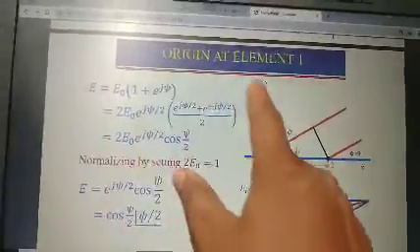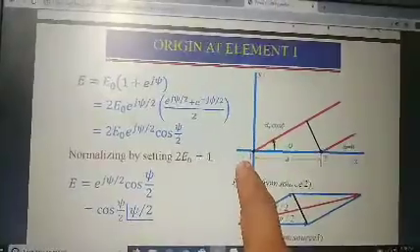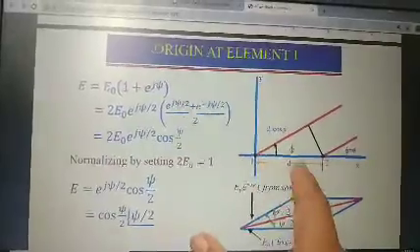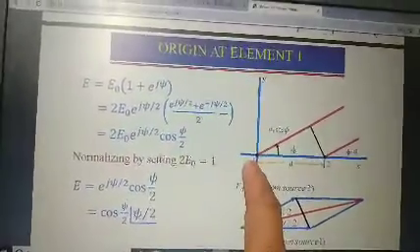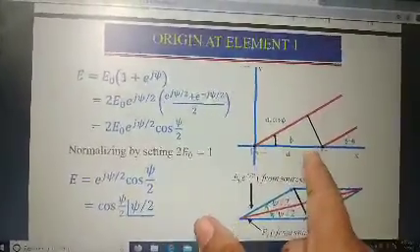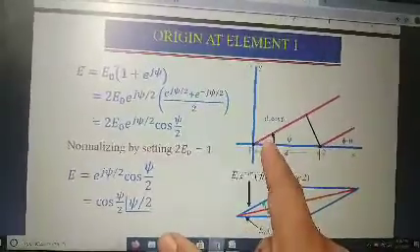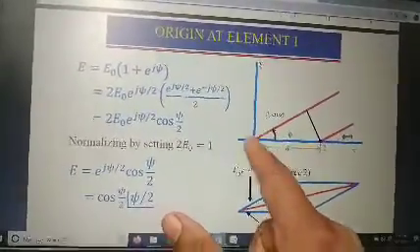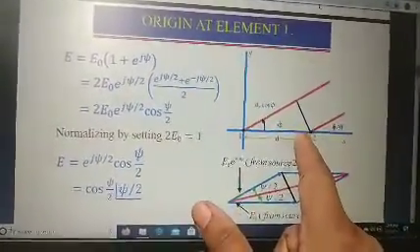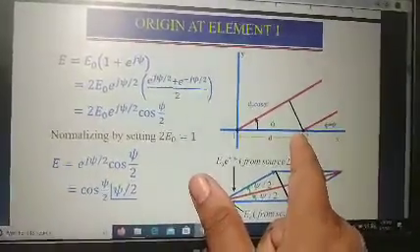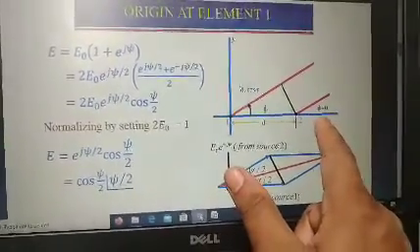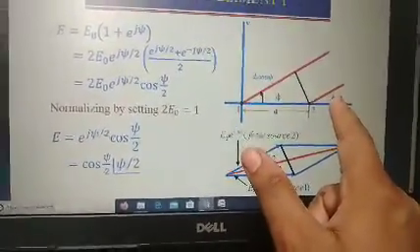For this case, with the origin at element 1, isotropic point source 1 and isotropic point source 2 are separated by the distance d. Measuring from the origin, we have d r cos phi, and isotropic point source 2 is located there. The angle is measured with respect to the distant point, which is phi, and here phi is equal to 0.